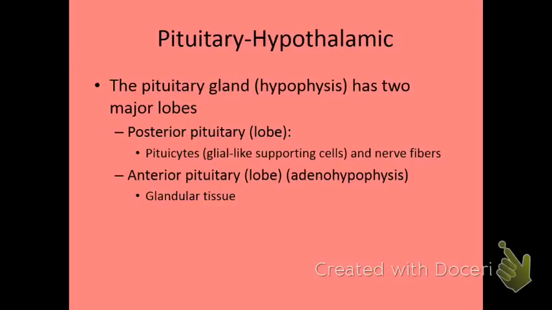Okay, so the pituitary and the hypothalamus are part of the master gland of the body. The pituitary has two lobes, the posterior lobe and the anterior lobe. The posterior lobe has pituicytes, and they are partially nerve fibers. The anterior lobe is all glandular tissue. It's called the adenohypophyseal area, and they are just all glandular tissues that correlate with that nervous tissue in the posterior pituitary lobe.